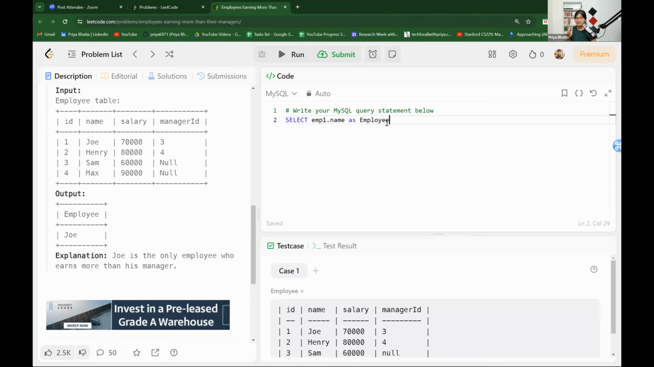So select emp1.name as employee, alias name is there, from table 1. What is table 1? The employee table is there. So just copy this name.